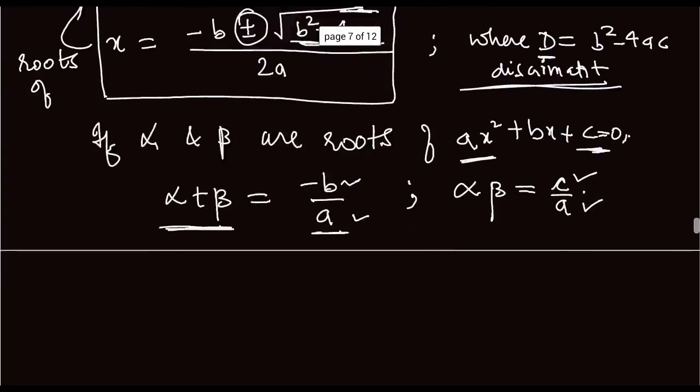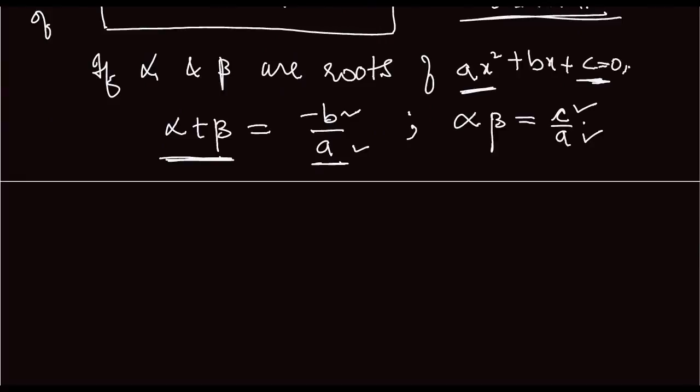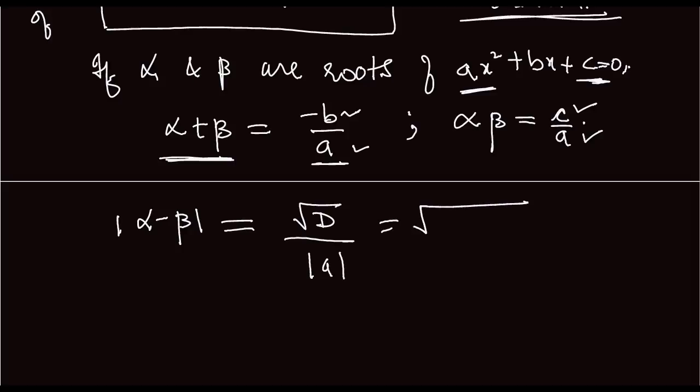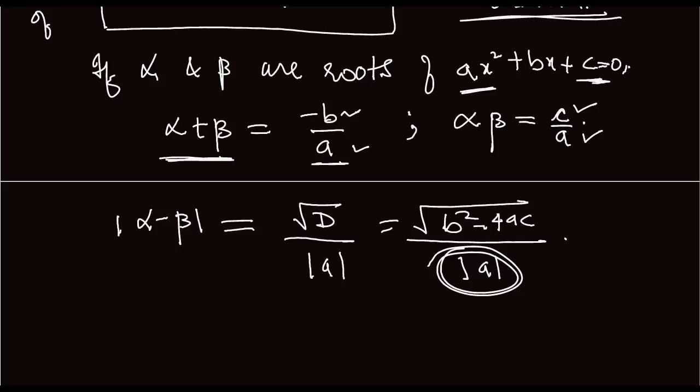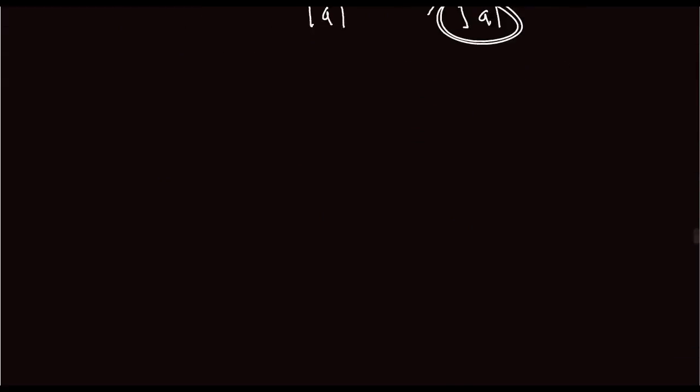One more point about this: mod of alpha minus beta will be root of d, d being the discriminant, upon mod a. Or it can be written as root of b square minus 4ac upon mod a. Do remember this thing, mod a. This is important. Now let's draw a tree, a diagram about quadratic equations.